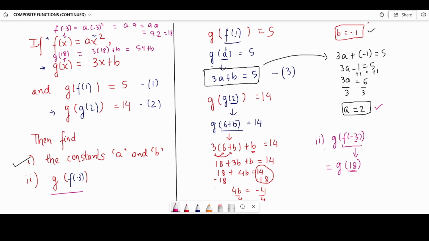Now we already know what is the value of b, that is equal to negative 1. You can see here. So we are just going to put that here. So 54 plus of negative 1 equals 53. That means g of 18 equals 53. So that's the answer for part 2.